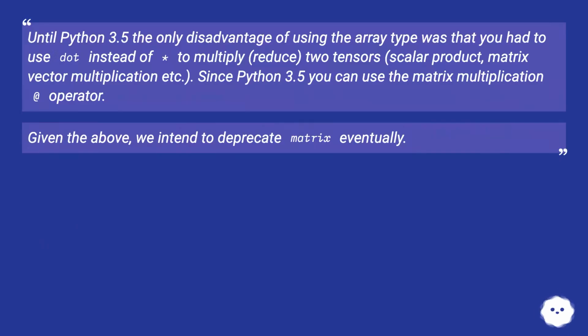Until Python 3.5, the only disadvantage of using the array type was that you had to use dot instead of * to multiply, reduce, tensors, scalar product, matrix vector multiplication, etc. Since Python 3.5 you can use the matrix multiplication @ operator. Given the above, we intend to deprecate matrix eventually.